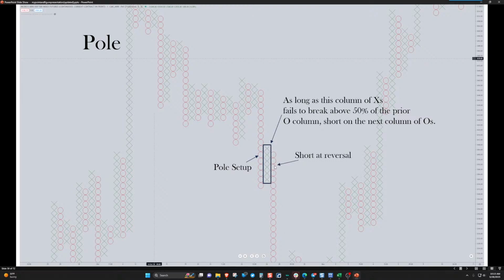All right. So this is essentially a pullback. Like if you're looking at a candlestick chart, this column of X's probably looks like a bearish pennant or a bear flag, or some derivative of that. Except in point and figure, we're just seeing it as a column. And this is a pretty normal type of pullback in a move south.